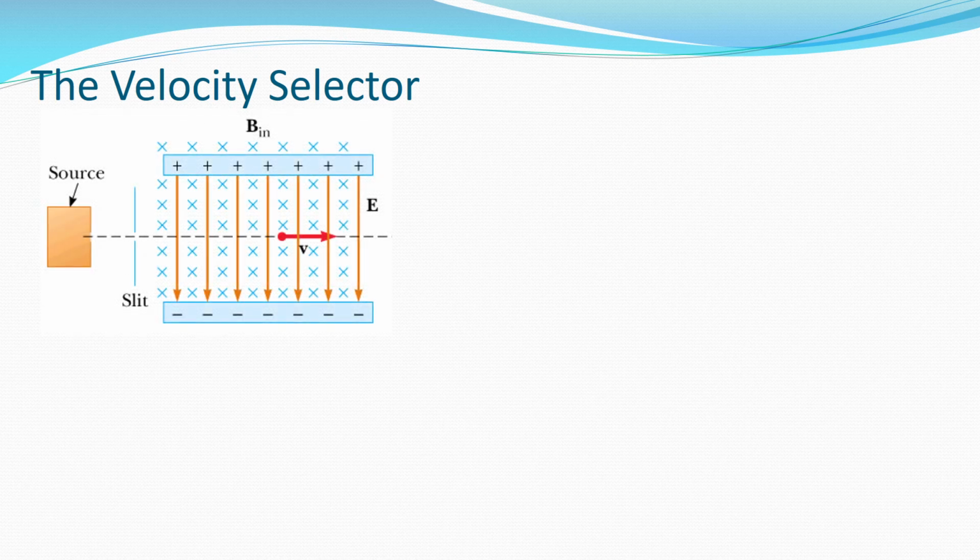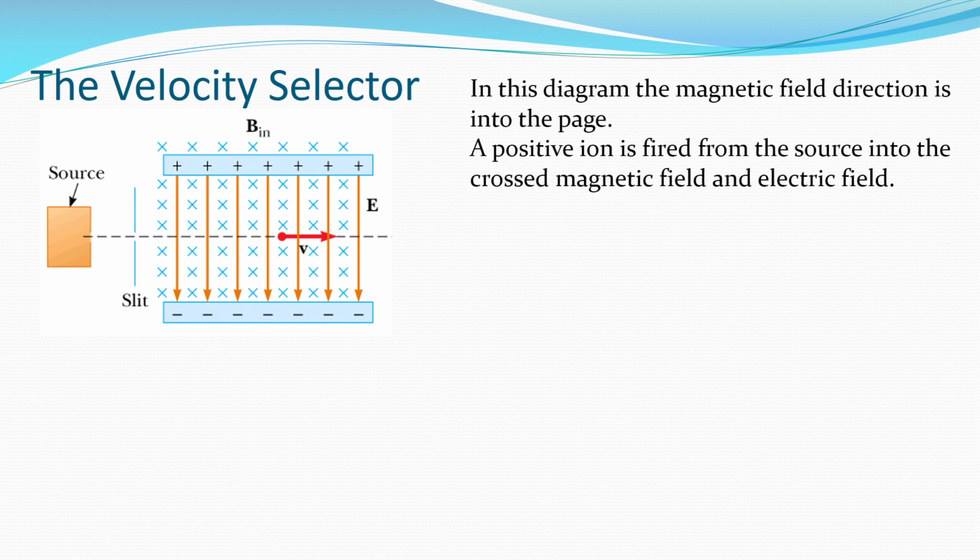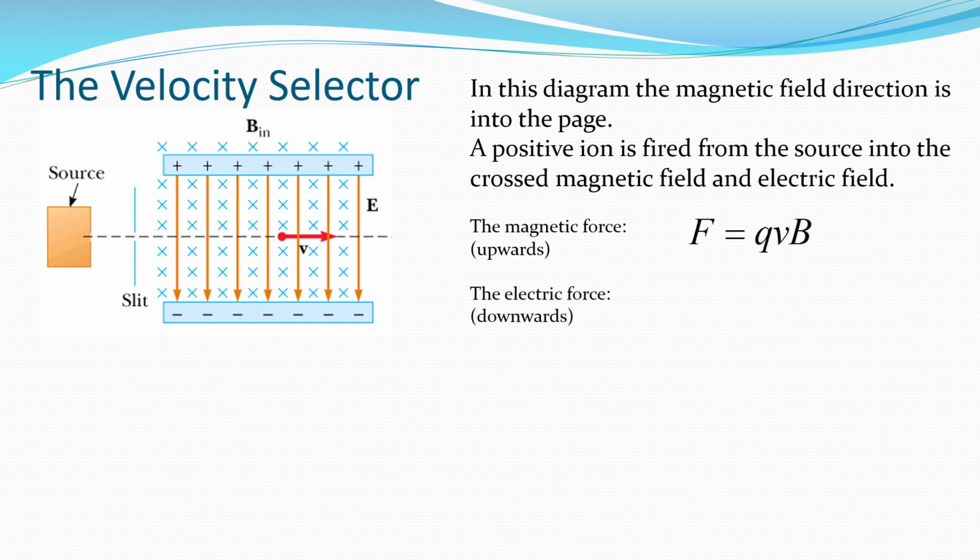Again, here is the same diagram that we had, and you should be able to describe this. In this diagram, the magnetic field direction is into the page. We can tell that from the crosses. A positive ion is fired from the source into the crossed magnetic field and electric field as shown within the diagram. So the magnetic force acting on this, using the right-hand rule, you'd find is upwards. And we can determine the magnitude of that force using the equation F equals QVB. The electric force is acting downwards because a positive particle is going to be repelled by the positive plate, which is on the top, and attracted to the negative plate.